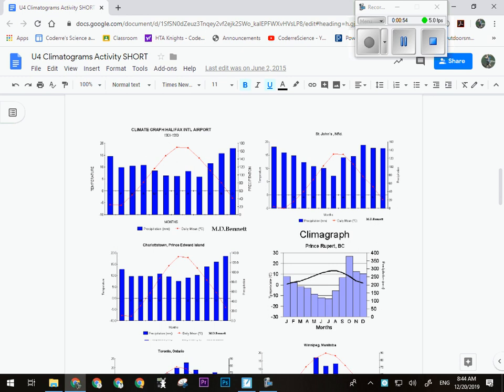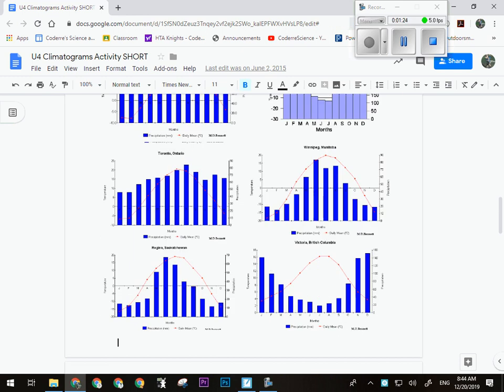So you could have a really wet area that gets a lot of precipitation that looks the same as a really dry area's climatogram because their scales are different. Make sure you're looking at the scales. Like, you've got St. John's, Newfoundland, and we can see it gets a lot of precipitation, 140 millimeters of rain in some months. Whereas Halifax has a slightly different scale, so it looks a little bit different as a result.